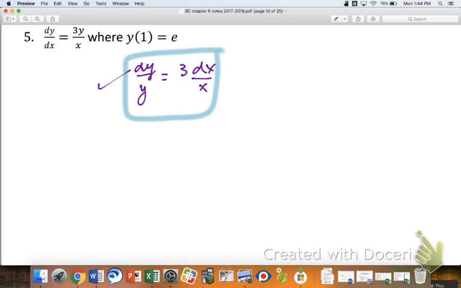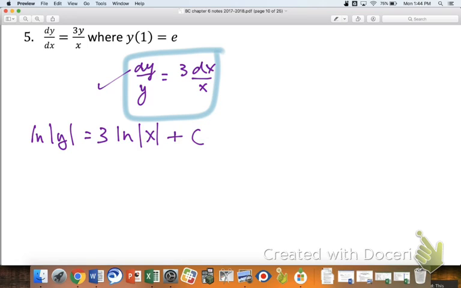Separated my variables. Step 2, after I do my integrals, my antiderivatives: natural log absolute value of y equals 3 natural log absolute value of x plus c. At this point, I've probably earned maybe 1 or 2 additional points, depending on how this is pointed out. I'm going to apply my initial condition now.